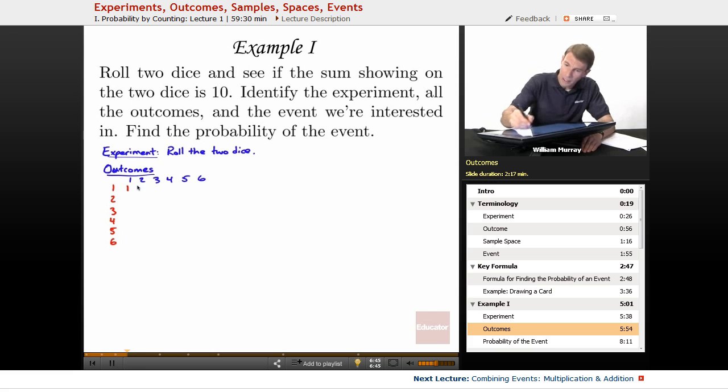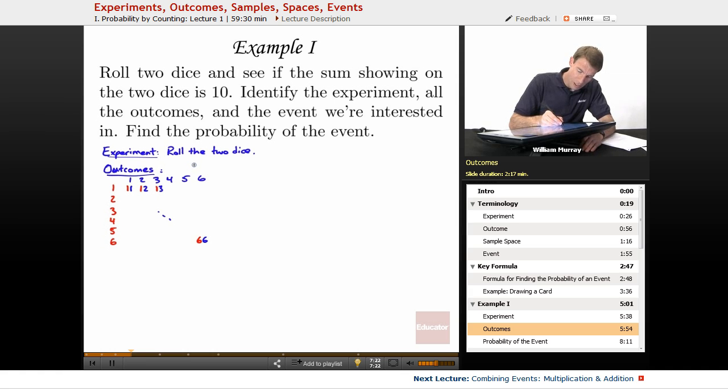So the red could be 1, and the blue could be 1. The red could be 1, and the blue could be 2. The red could be 1, and the blue could be 3. And so on. So there's 6 possible combinations in that first row there. Then there'll be 6 possible combinations in the second row, third row, fourth row, fifth row, all the way up to, you could get 6 on both dice. You could get the red die being 6 and the blue die being 6. So there are 36 possible outcomes in the set there.